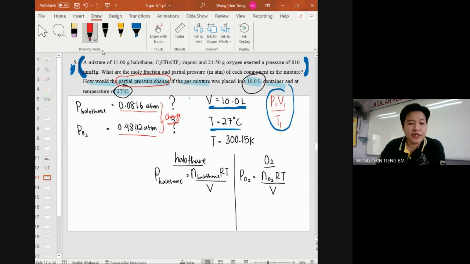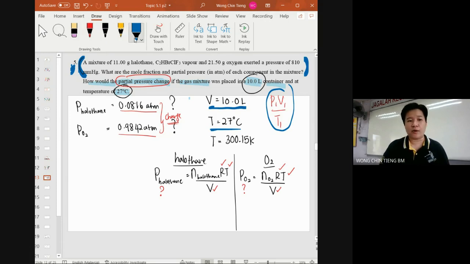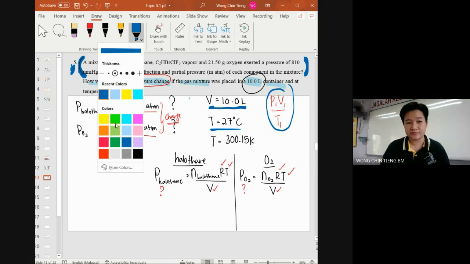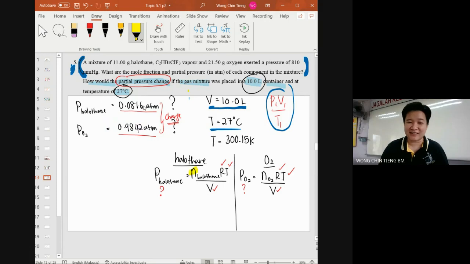So, pressure is the one that we are looking for. We need the R, temperature is given, volume is given. So, what will remain the same when the condition change? Number of moles. Thank you, Safan and Aiman, I think. Thank you. You guys are there. Number of mole. Okay. So, number of mole must remain constant.